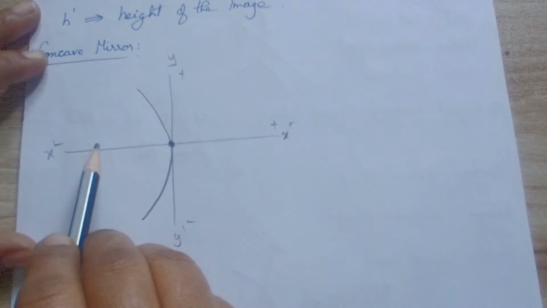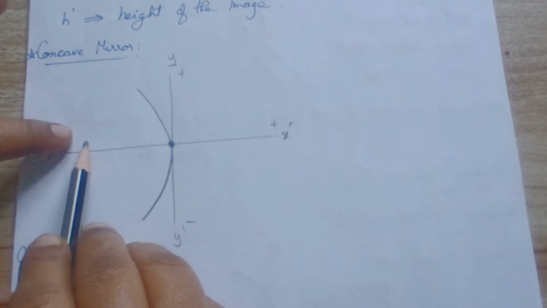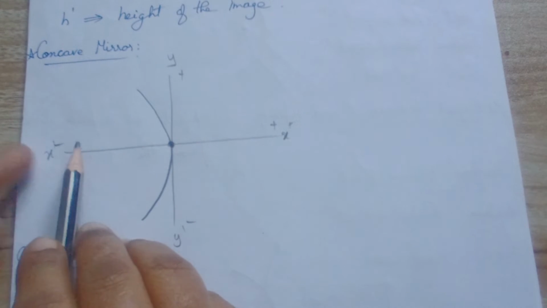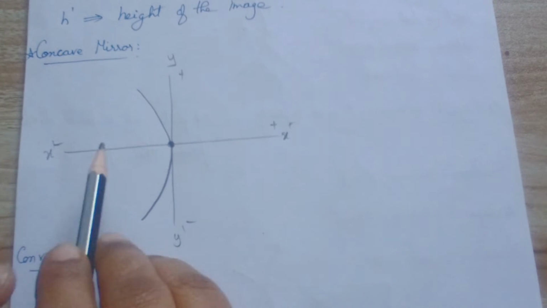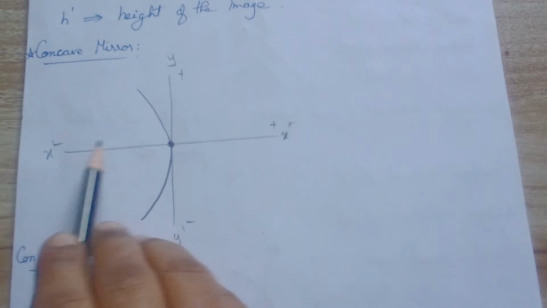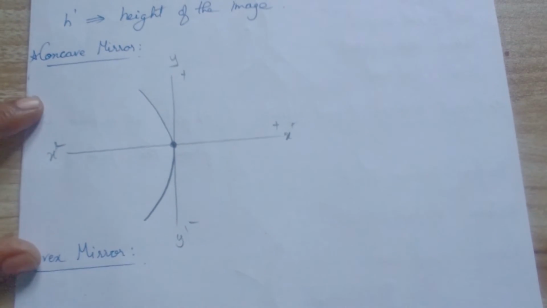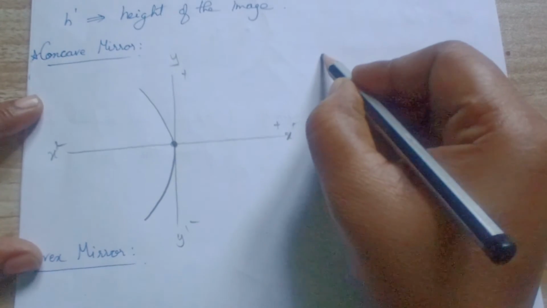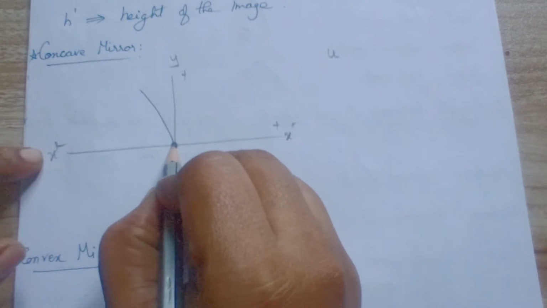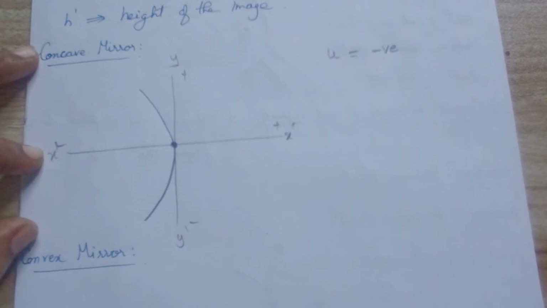For example, take the concave mirror. Here in the concave mirror, the object is always present on this side, right? Either at infinity, or at the center of curvature, or between the center of curvature and focus, or between the focus and pole, everything is on the left hand side, right? That is in the x dash. Okay, then always this u value. u means what? Object distance from the pole. This is your pole. The object distance from the pole is always negative. Clear on this? Okay, clear on this?